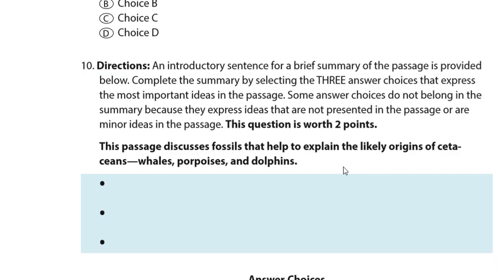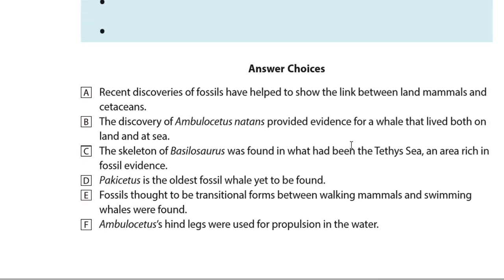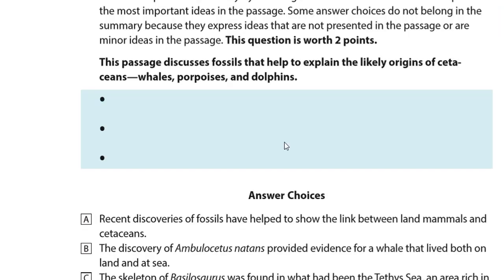Now we're going to talk about the last question. This passage discusses fossils that help to explain the likely origins of cetaceans, whales, porpoises, and dolphins. Alright, now you guys pause the video and try to solve this question. Alright, before we solve this question, I'd like to give you 3 steps we could use to help us to come to the right answers.